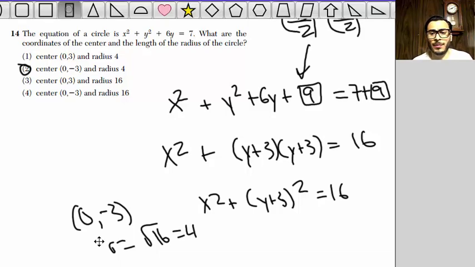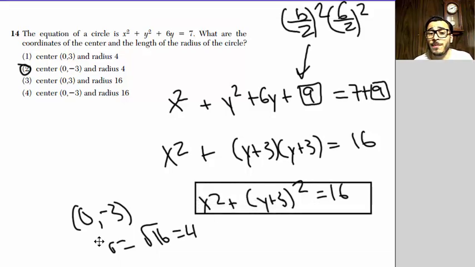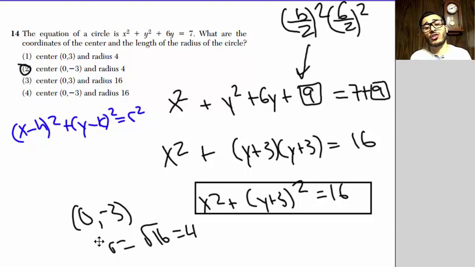So let's summarize this. You need to get this equation right over here in standard circle equation form, which generally looks like (x minus h) squared plus (y minus k) squared equals r squared. To get the center, you have to change the signs of the terms that you see here. That's how I got (0, -3). And then to get the radius, you have to take the square root of r squared. Right? That's r squared. So if you want the radius, you have to square root it.